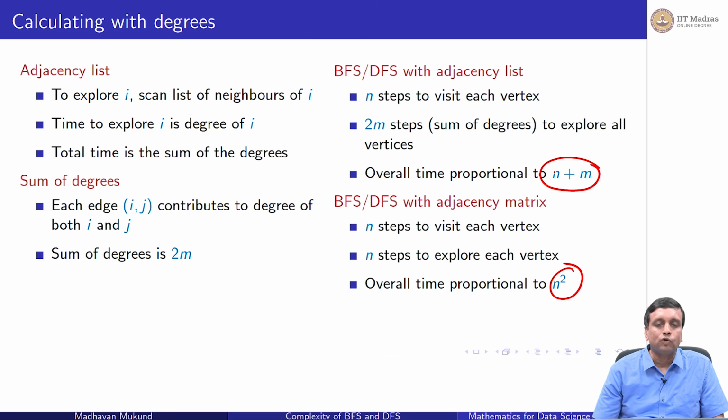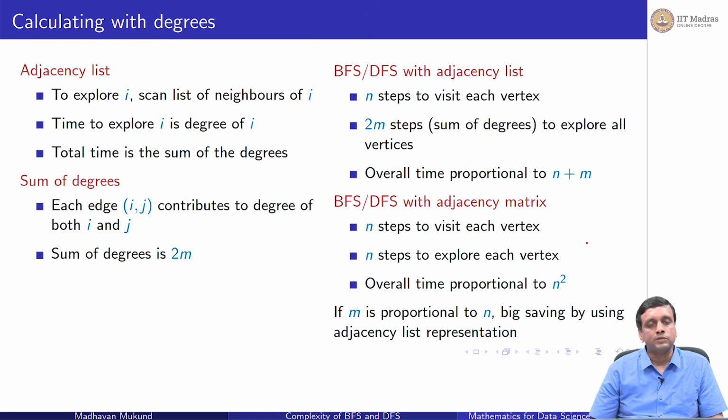So the real distinction is between n squared and n plus m, right? So we said that m could be small. So m could be like n, like in a tree, where we have only n minus 1 edges, or m could be large. It could in principle be n squared. If it is n squared, then these two are roughly the same. But if it is small, then we have a difference between something which is proportional to n and something which is proportional to n squared, and that's why adjacency lists can be beneficial for doing our thing, right? So if m is proportional to n, then we have a big saving by using adjacency list representations.